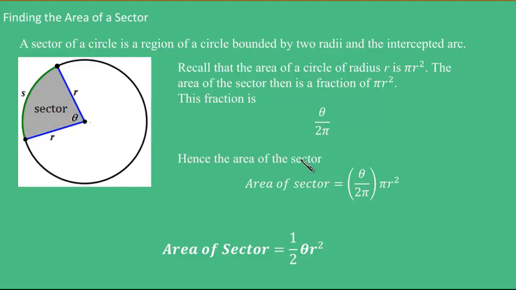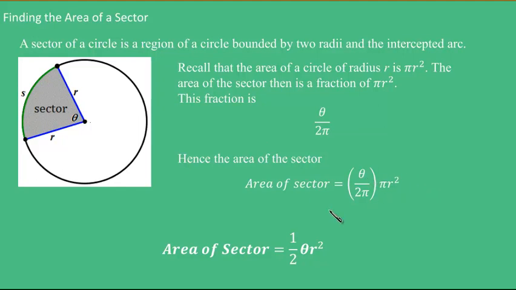So let's say, for example, that we're dealing with a quarter of a rotation. Then that would be 90 over 360, which gives us a quarter, or pi over 2 over 2 pi, which also gives us a quarter. In both cases, if it's a quarter of a rotation, the area would be a quarter of the complete area of a circle, which is pi r squared. In other words, it would be 1/4 of pi r squared.